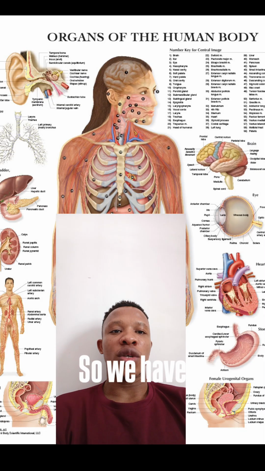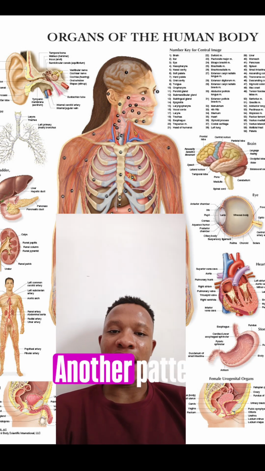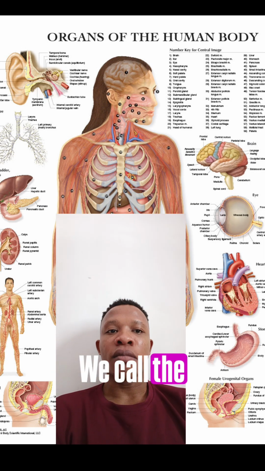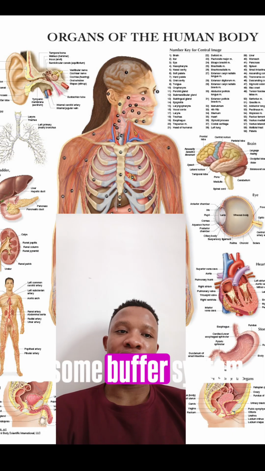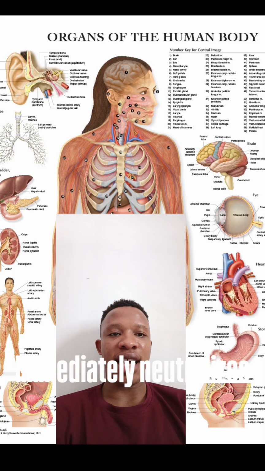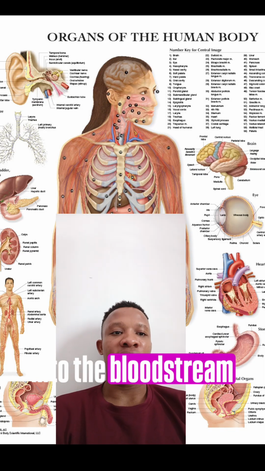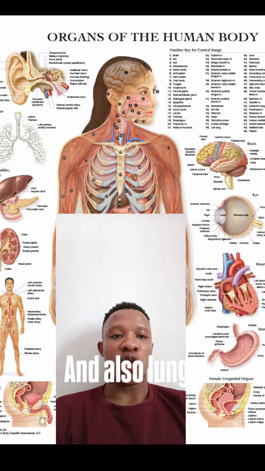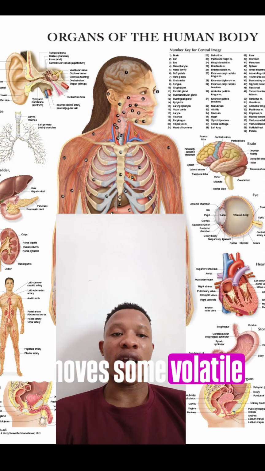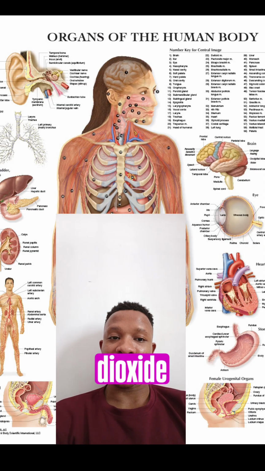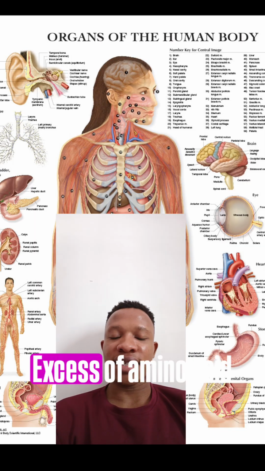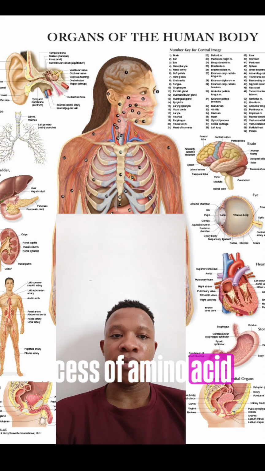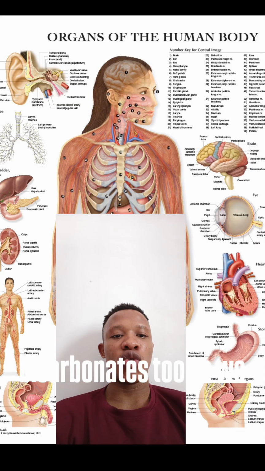Okay, so we have another pattern we call the mechanism of regulation. Some buffer systems immediately neutralize acid in the bloodstream. And also the lungs remove some volatile acid in the form of carbon dioxide, and the kidney also regulates excess amino acid, and also bicarbonate too.